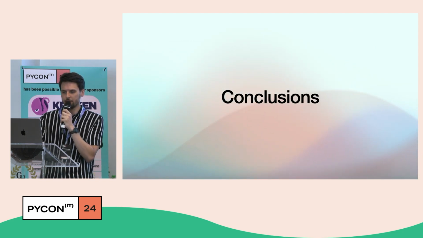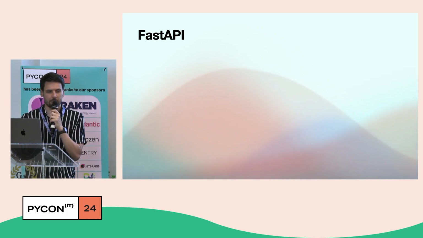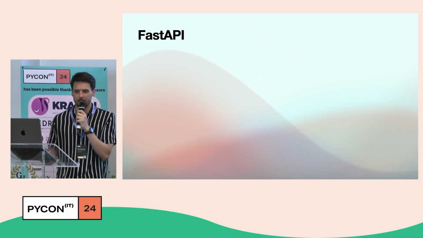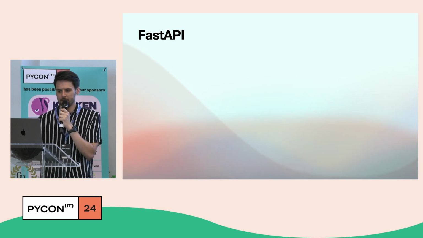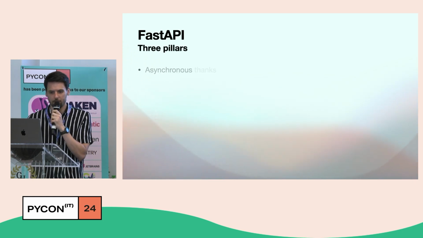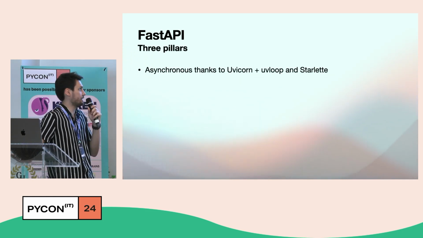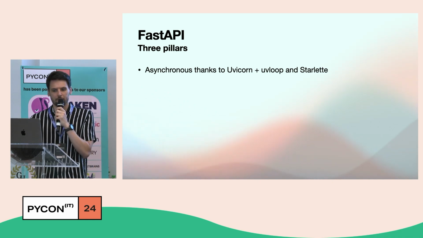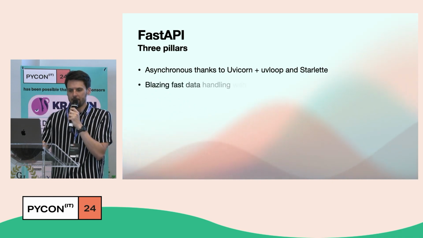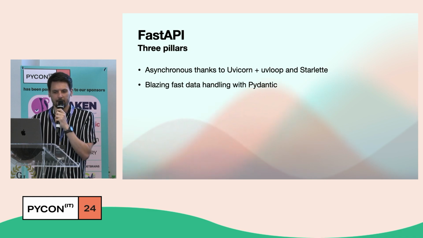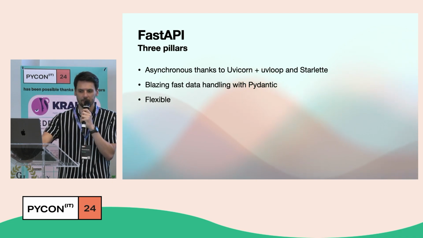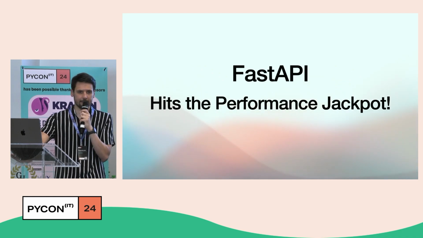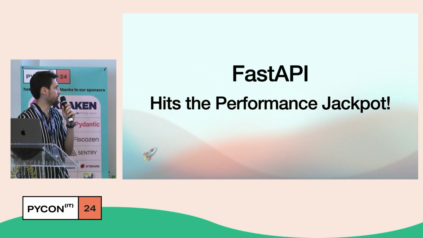Okay, conclusions. FastAPI performance relies on three pillars, and as you've already seen, they are really performant. FastAPI is asynchronous, thanks to Uvicorn with uvloop and Starlette. It has blazing fast data handling thanks to Pydantic, and it is flexible, so you can choose tools that will perform the best in your case. Therefore, FastAPI indeed hits the performance jackpot.